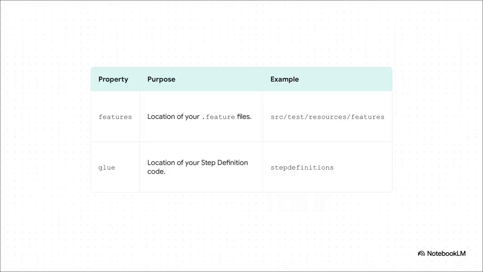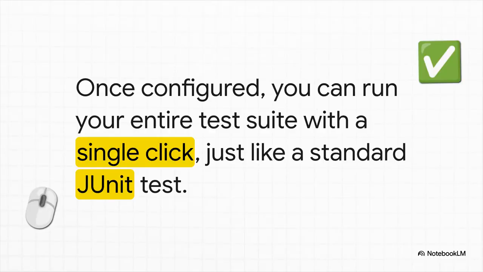And really, it all boils down to two main things. First, the features property. You just point it to the folder where all your blueprints, your .feature files, are located. Second, the glue property. This tells Cucumber where to find the engine, the Java code that makes all the steps work. Once it knows where the blueprint and the engine are, it's ready to go. And as soon as that runner is configured, you're done. That's it. You can now run your entire suite of plain English tests with a single click, just like you would any other normal test. It's all fully integrated and incredibly simple to kick off.